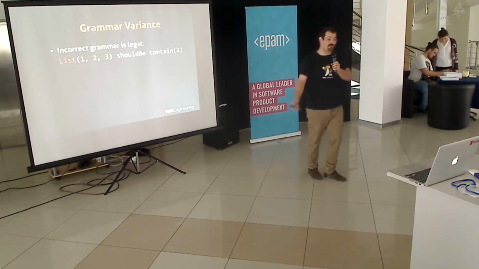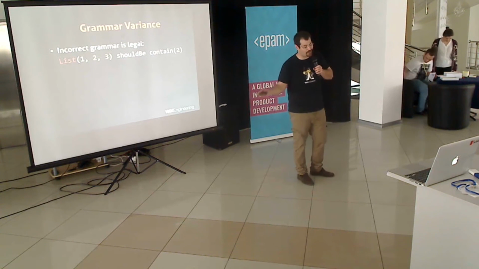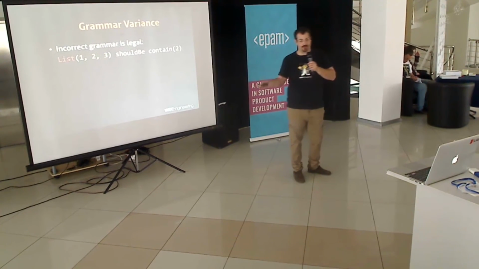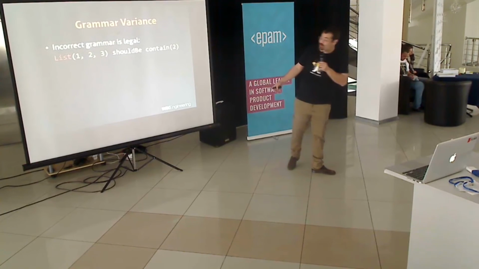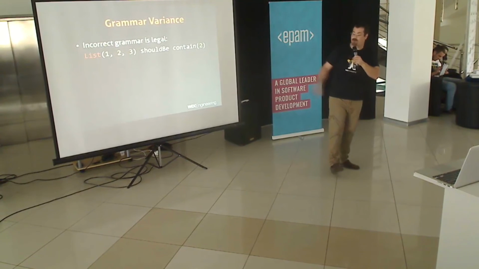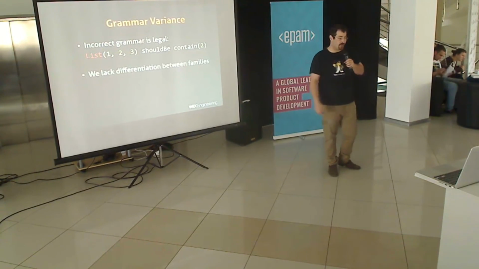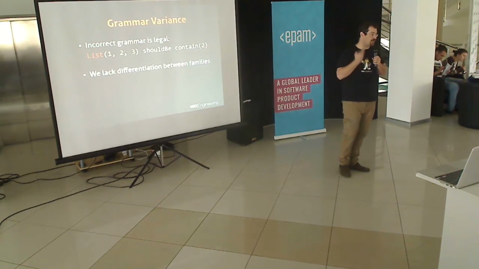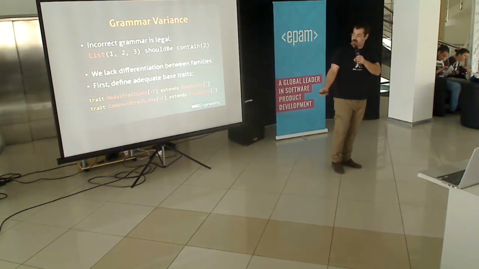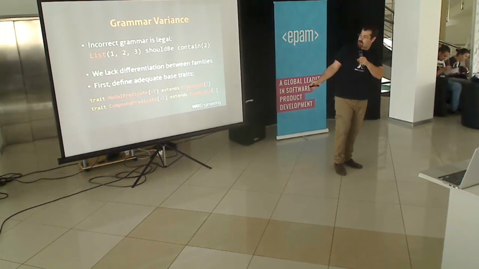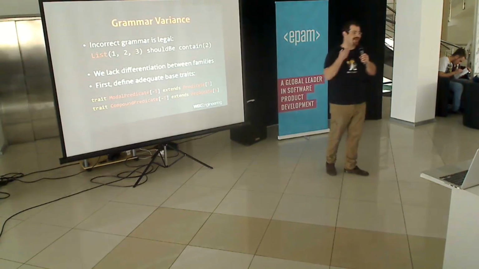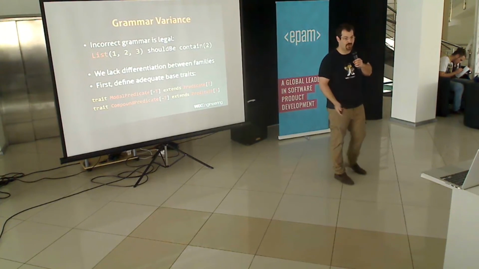Now, you have one of two choices. You can go the lazy route and say, well, if my user wants to write incorrect English, that's fine. Or you can go the anal retentive route, which is always the preferred route as far as I'm concerned, and find a way to deal with this. Find a way to disallow this type of sentence. Well, one way of doing this is to find a way to differentiate between these two predicate families. So we take our base trait, predicate of T, and we extend it with modal predicate or compound predicate. And you'll notice we're not adding new features or anything. We're just classifying predicates into these two separate families.